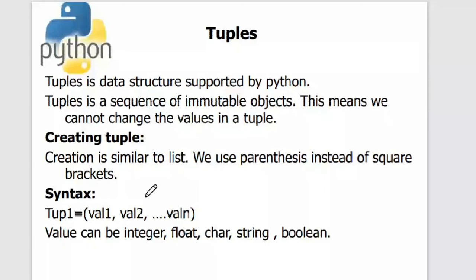And here the same thing, you can have values. So I'm saying tup1 is equal to value 1, value 2, and so on. I can have n number of values over here, and these values can be integers, floats, characters, strings, and booleans.